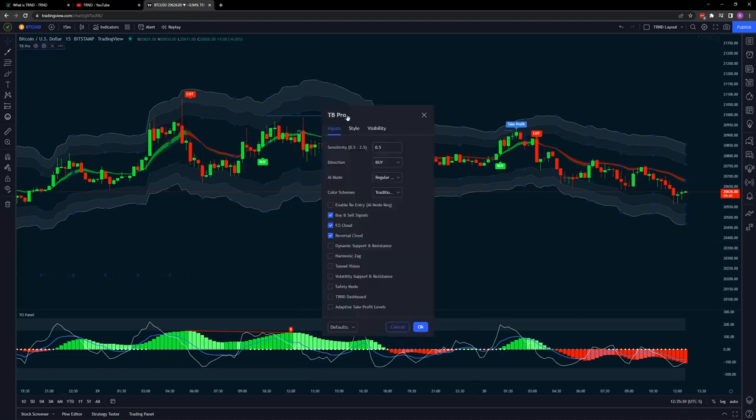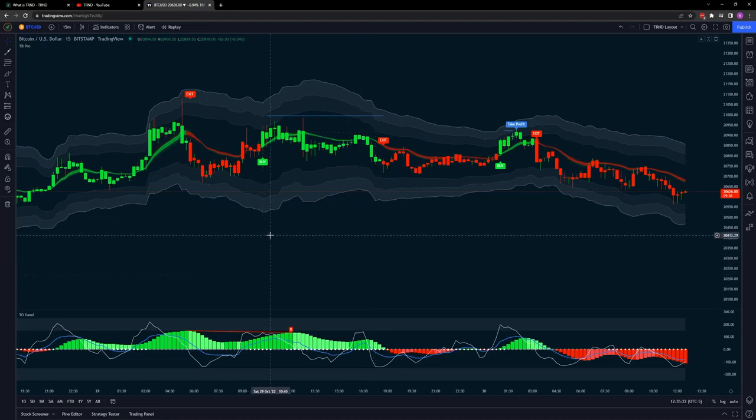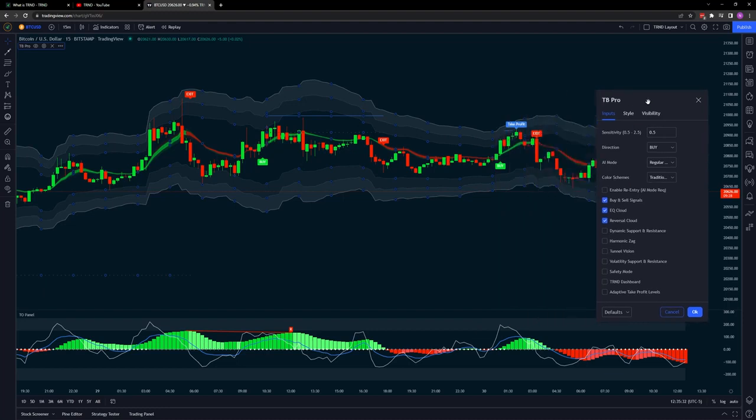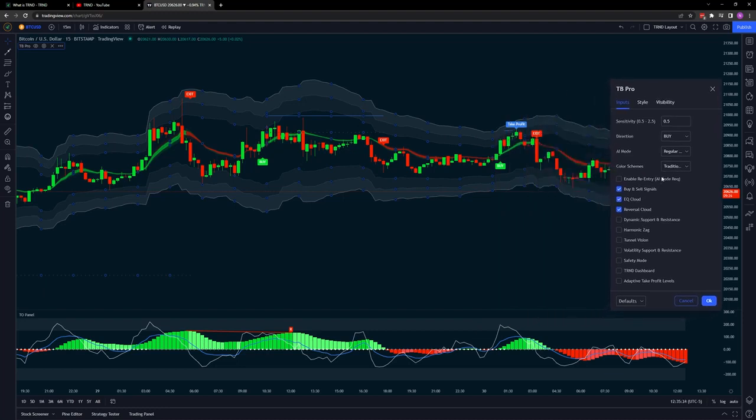To open TB Pro, you would hover over TB Pro, hit the gear wheel and click Settings. Same thing with TO Panel, hover over and click Settings. In this case, we have our sensitivity setting, our direction setting, AI mode, color schemes, and then our other indicators right here. First, let's start with the buy and sell signals.